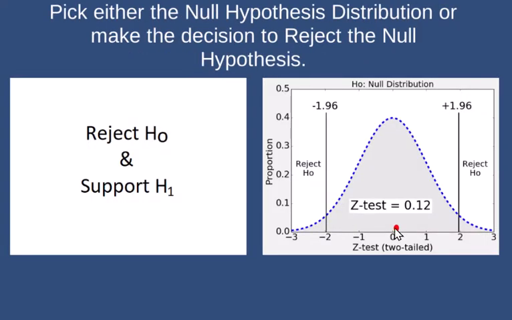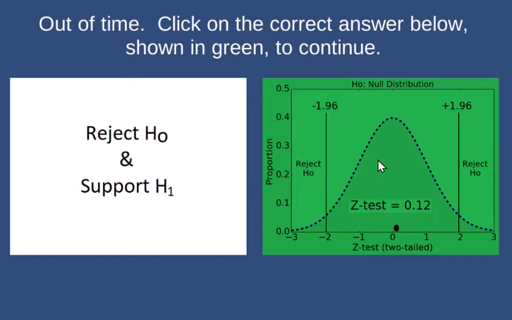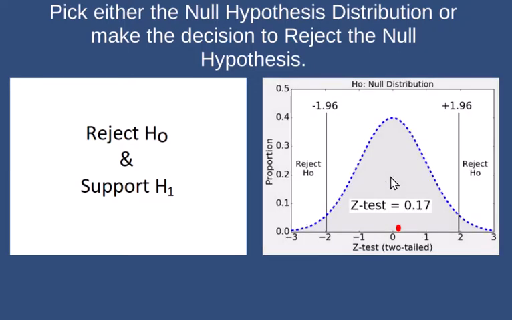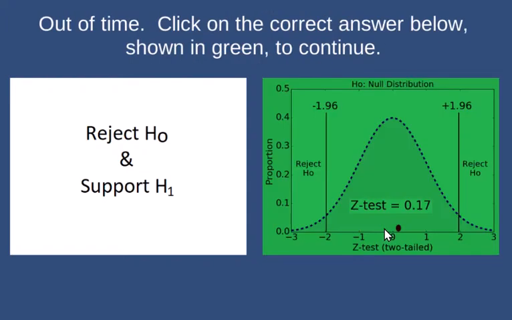A z-test of 0.12, that's pretty close to where the null hypothesis distribution said the sample mean would be. We retain it. A z-test of 1.88, that's still within the boundaries of plus minus 1.96, so we retain. A z-test of 0.17, that's very close to where it should be. Remember, a z-test of 0 is like, wow, the null hypothesis distribution predicted it perfectly.